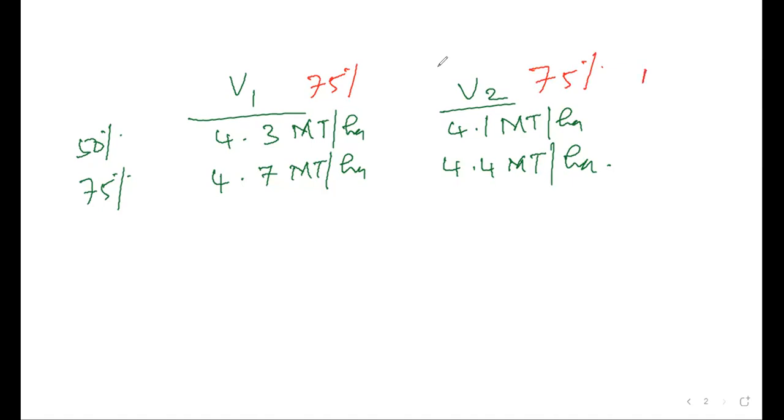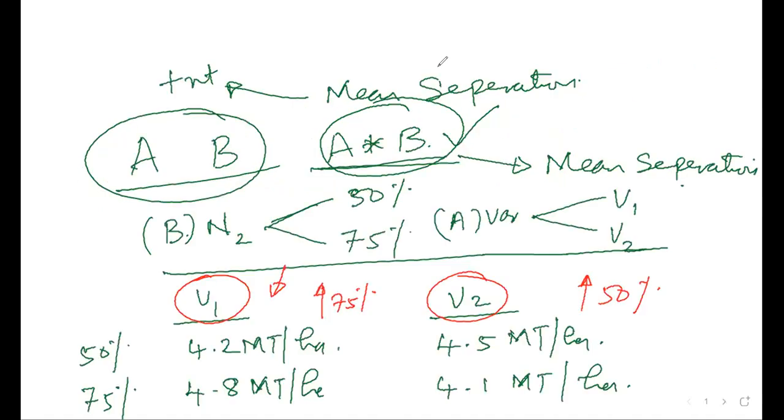In this case, actually no interaction. Statistically, we call this no interaction. Why? When I recommend, it doesn't matter whether it is variety 1 or variety 2, the maximum yield is obtained from 75% nitrogen. But in the earlier case, the story is different. For variety 1, the good combination is 75% nitrogen. For variety 2, some other recommendation, two different recommendations. So this is what we call interaction is present.